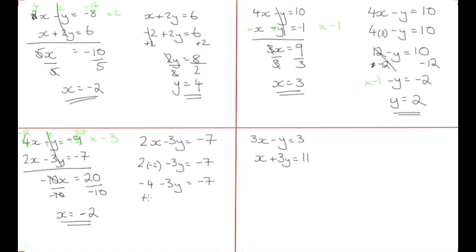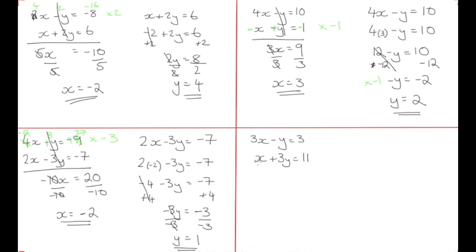Now when I get this 4 on the other side, so I plus 4 to both sides, that cancels. So I'm left with minus 3y is equal to minus 7 plus 4, which is minus 3. I divide both sides by minus 3. And then the answer I'll get for y is a minus divided by a minus, which is a plus. So you get plus 1. 3 divided by 3 is 1. So x is minus 2 and y is 1.